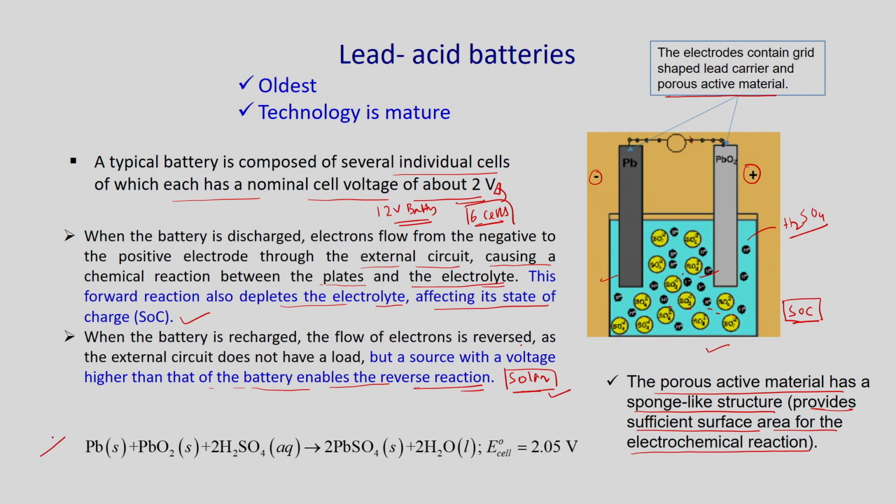So, overall reaction will be something like this. So, lead and the lead oxide react with sulfuric acid, and then we will get PbSO4 and then H2O, and each cell will give about 2 volt of energy generation. Okay. So, this is how a lead acid battery works.